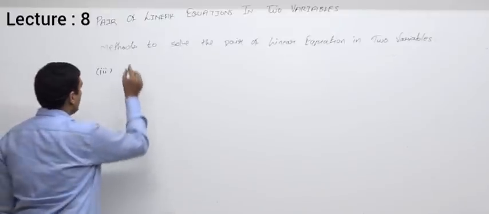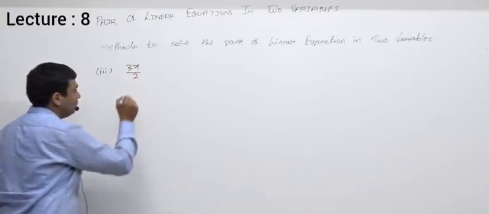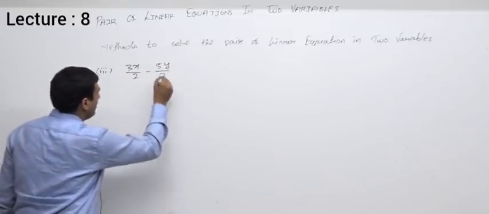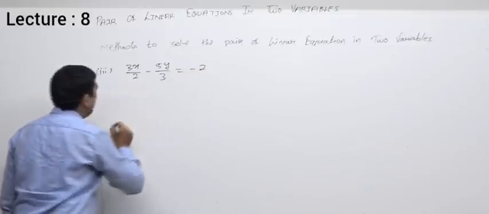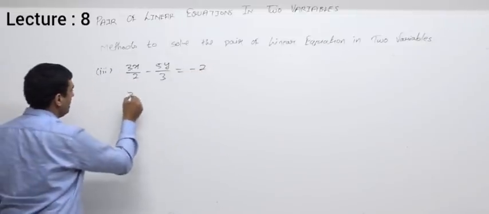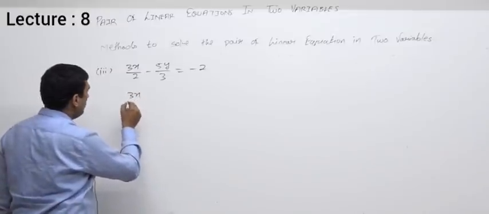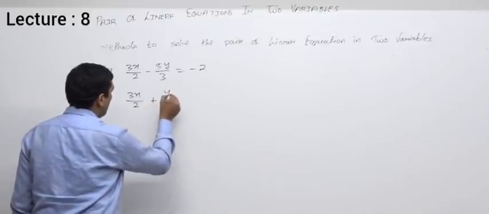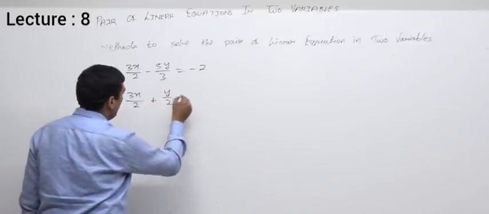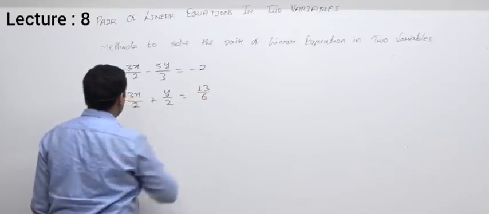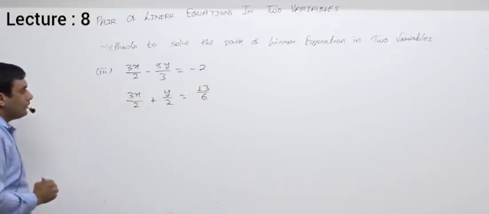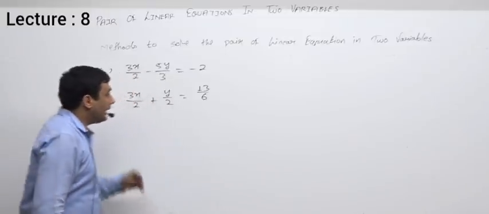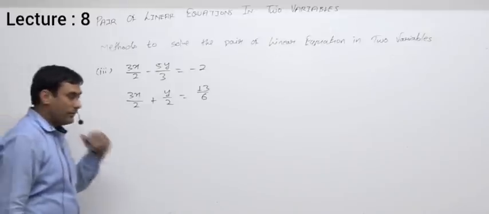So we'll see one more example of the substitution method. Let the equations be 3x upon 2 minus 5y upon 3 is equal to minus 2, and let the second equation be 3x upon 2 plus y upon 2 is equal to 13 by 6. Okay, these are the equations and we have to find the solution again with the method of substitution.